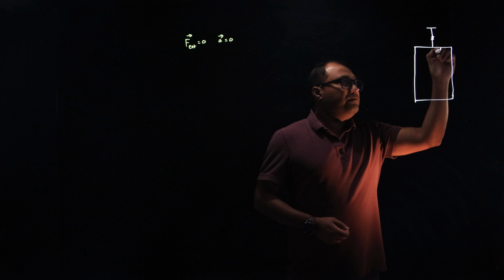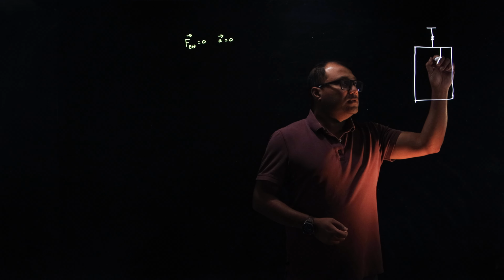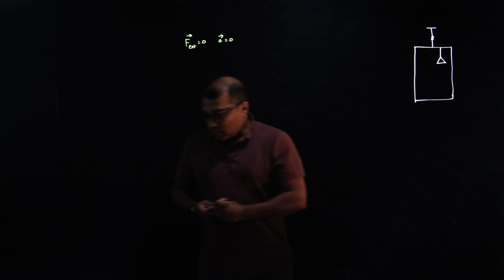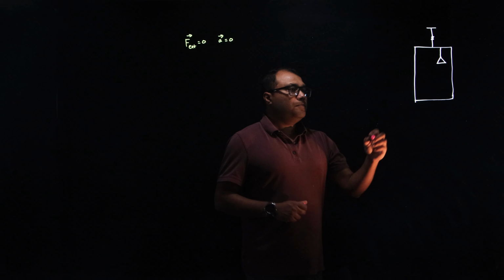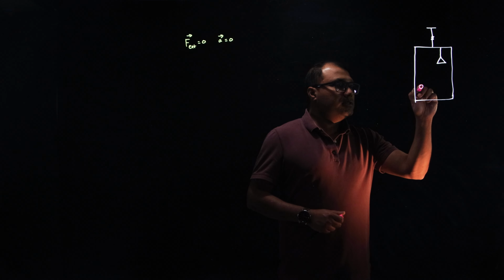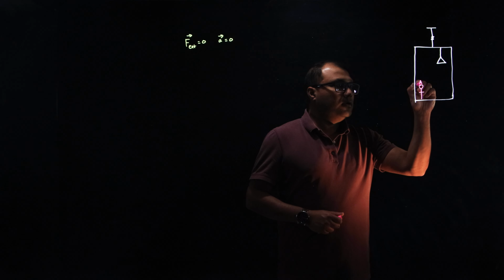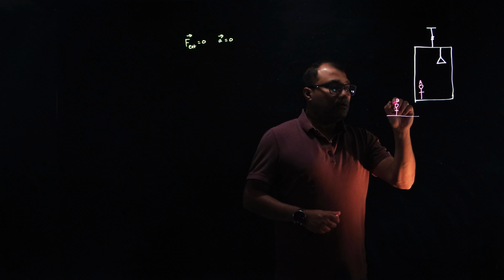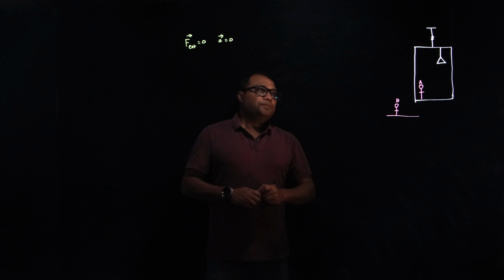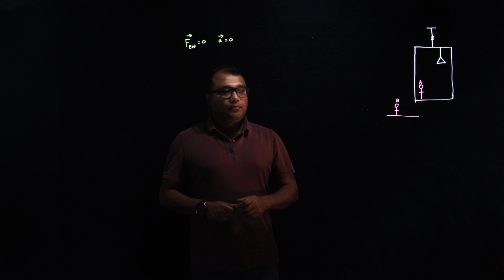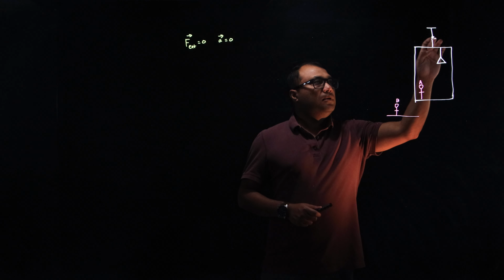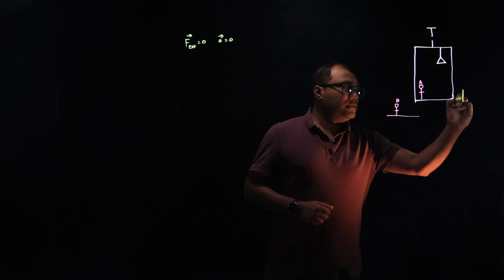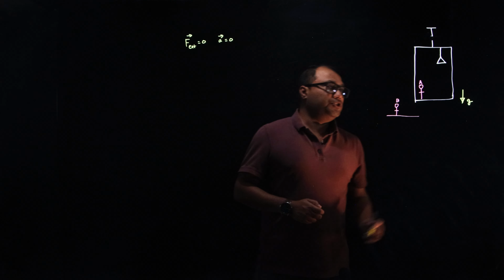And there is a lamp inside the elevator. There is a string which attaches the lamp. Let's suppose there is one person A inside the elevator and another person B outside the elevator on the ground. Now it so happens that the elevator cable breaks and the entire elevator starts to come down with an acceleration g.